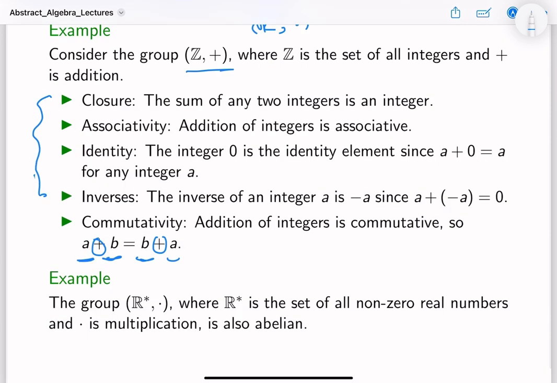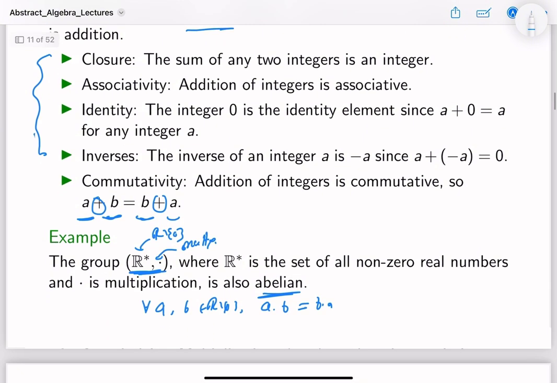As another example, we also proved that if we take the real numbers and we take away 0 and we take the operation to be multiplication of real numbers, then this forms a group. But it also forms an abelian group, because if you take a real number A and a real number B that are non-zero, and multiply them in either order, A dot B is the same as B dot A, right? And thus the group is abelian. But again, it's important that we're talking about the operation multiplication, and thus we're asking whether or not the operation is commutative.